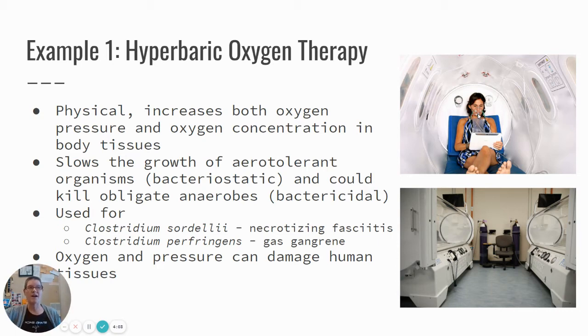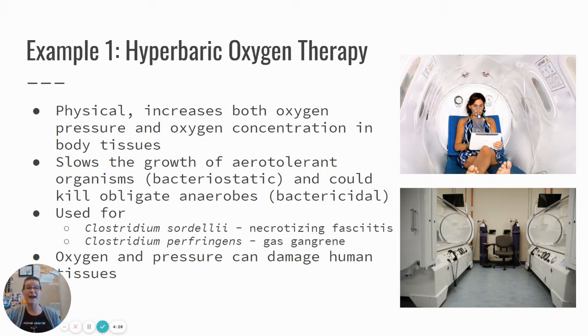Specifically, hyperbaric oxygen therapy is often used for Clostridium. So Clostridium stridellii causes necrotizing fasciitis, which eats away at various tissues. And Clostridium perfringens causes gas gangrene, which does the same thing in a slightly different way. And both of these can be helped using hyperbaric oxygen therapy. It increases the oxygen concentrations.